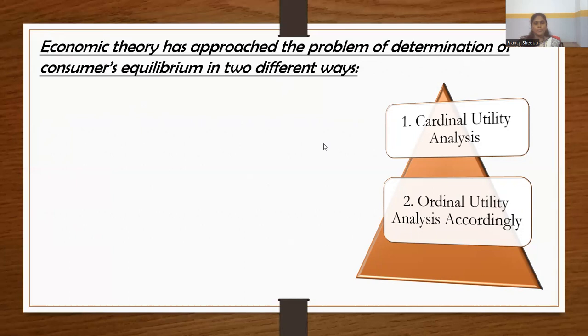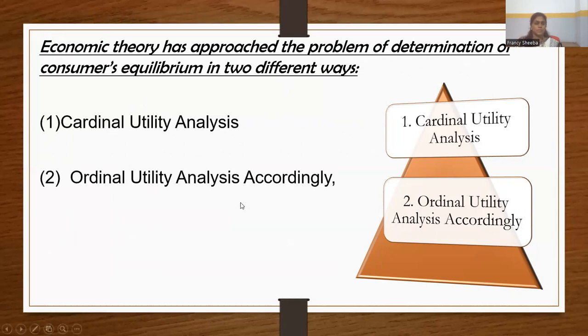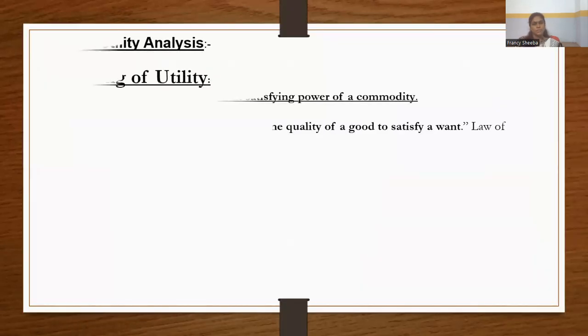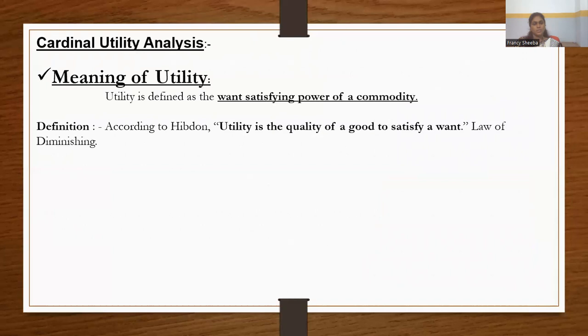Before we learn about cardinal approach, we have to understand the meaning of utility, utility measurement, utility analysis, and the meaning of law of diminishing marginal utility. Meaning of utility. Utility is defined as the want-satisfying power of a commodity. Definition. According to Hibdon, utility is the quality of a good to satisfy a want.